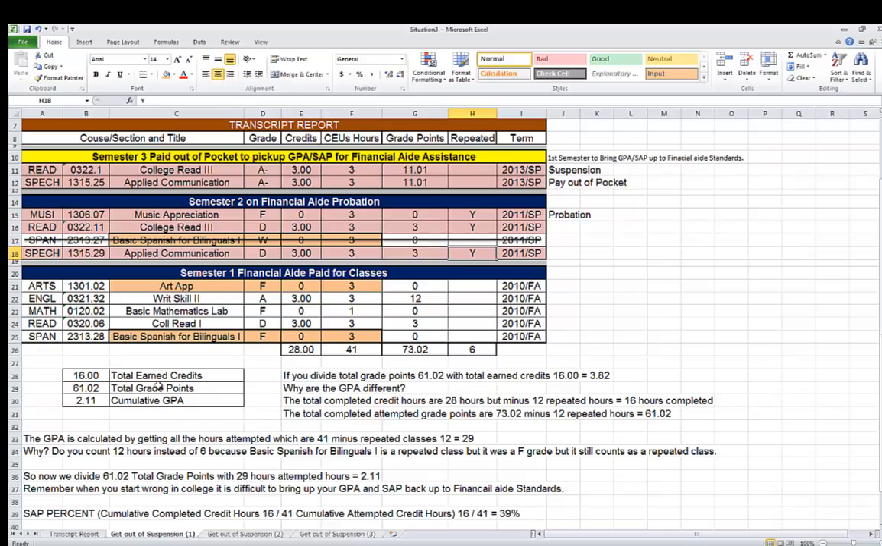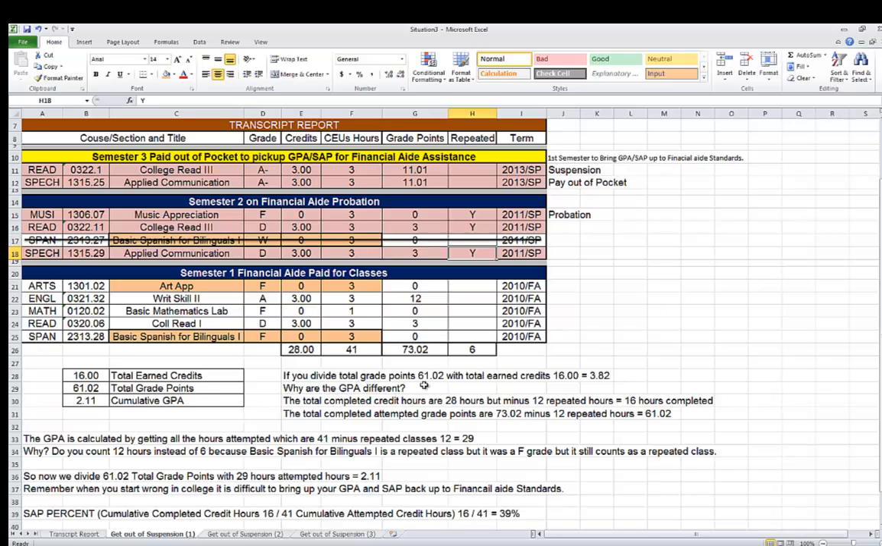We got 0 points in Music Appreciation and 0 points for Spanish. So here we go. If you divide these two, it's going to give you a 3.82, which is wrong. The actual GPA is 2.11. So if you add these two in your transcript and, when you divide them, they don't match with the GPA, then you have outstanding courses that you need to retake to balance your GPA.